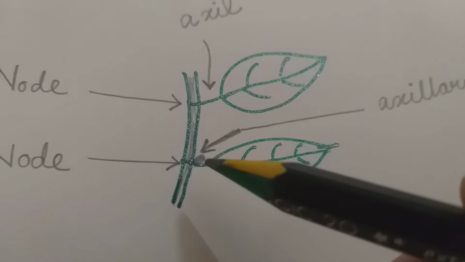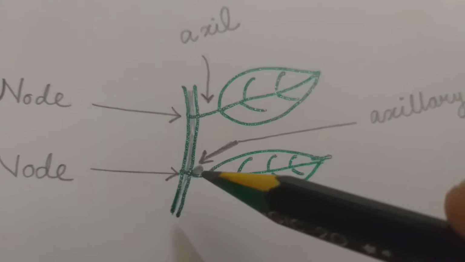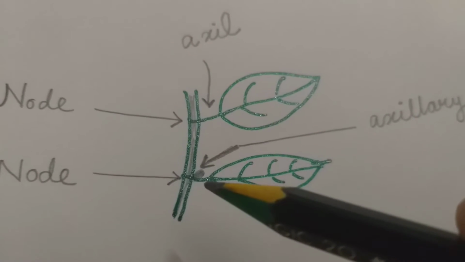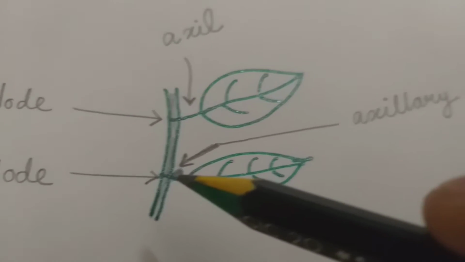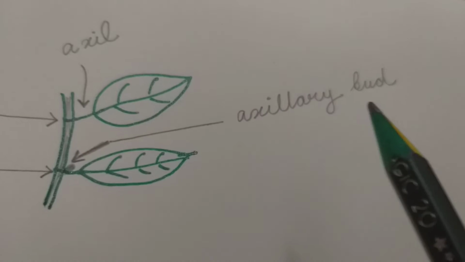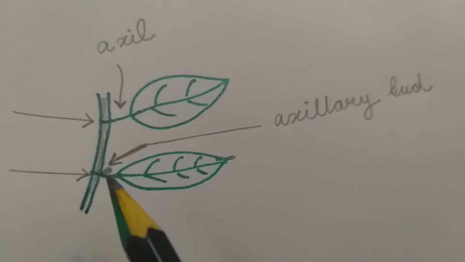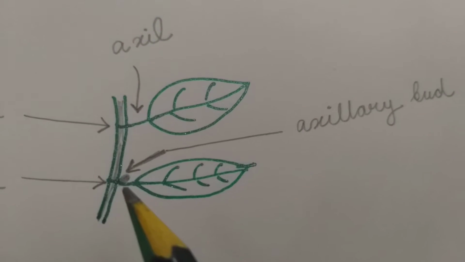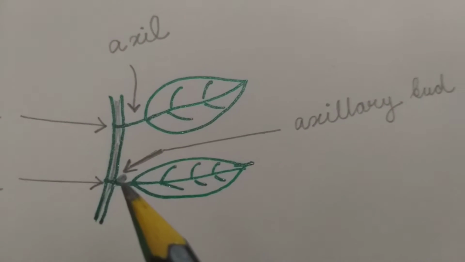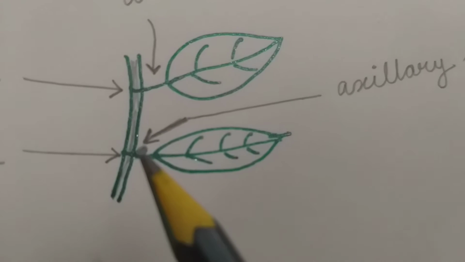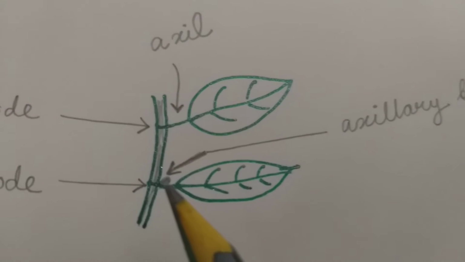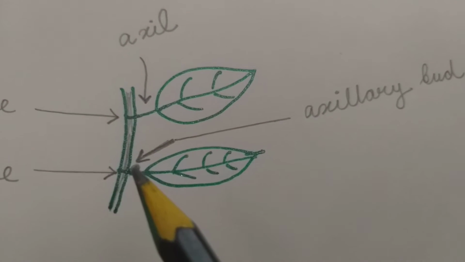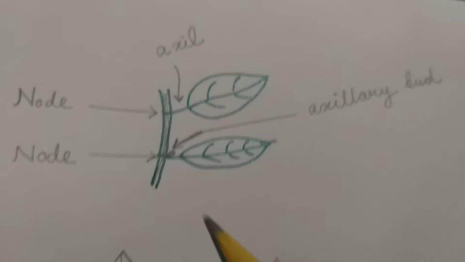In the axil, a bud is born. Each leaf has an axillary bud. The bud which develops, which grows in the axil, is called axillary bud. The axillary bud gives out a branch. This is the axillary bud.